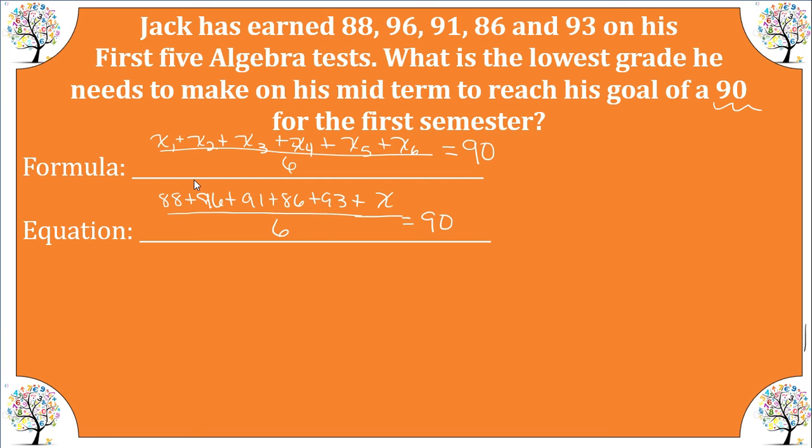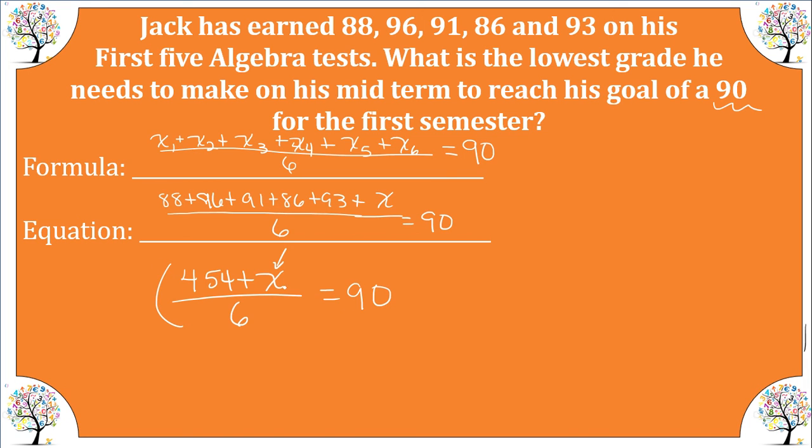88 plus 96 plus 91 plus 86 plus 93 equals, so we have 454 plus x, the next grade, all divided by 6 equals 90. Now we're solving for x. This is the grade that Jack needs to make to earn a 90 for this semester.